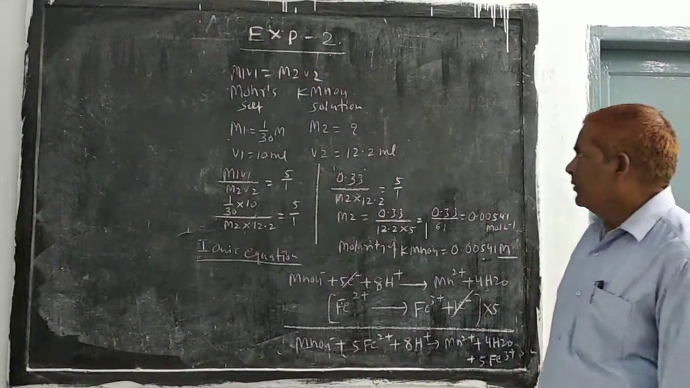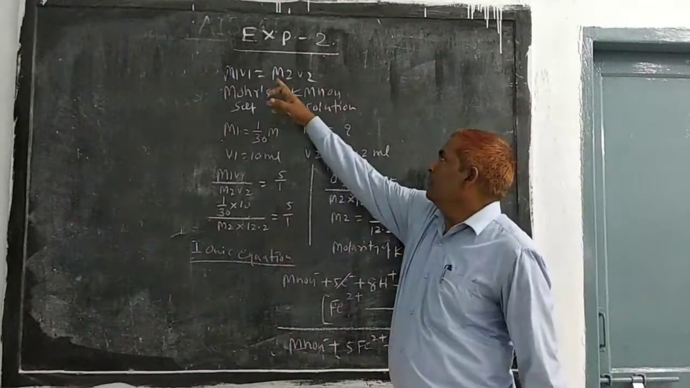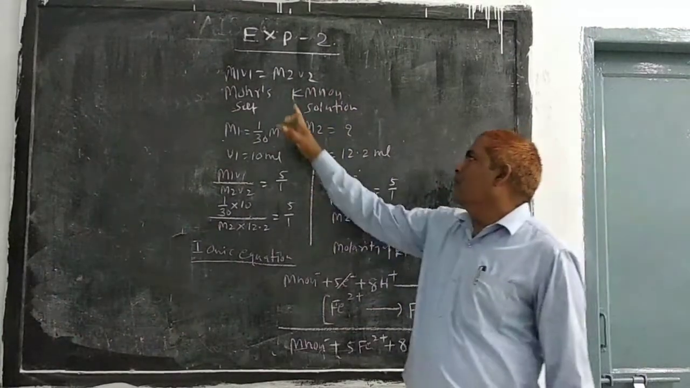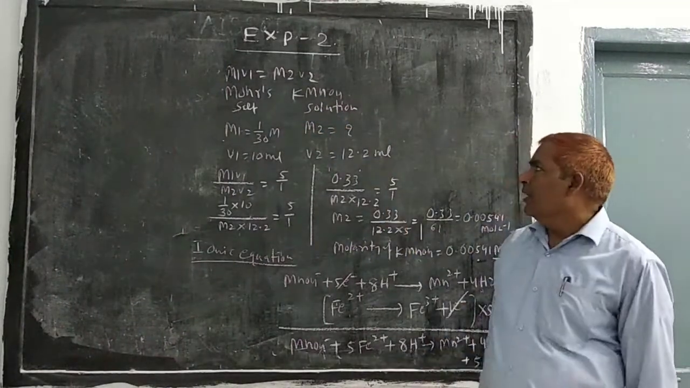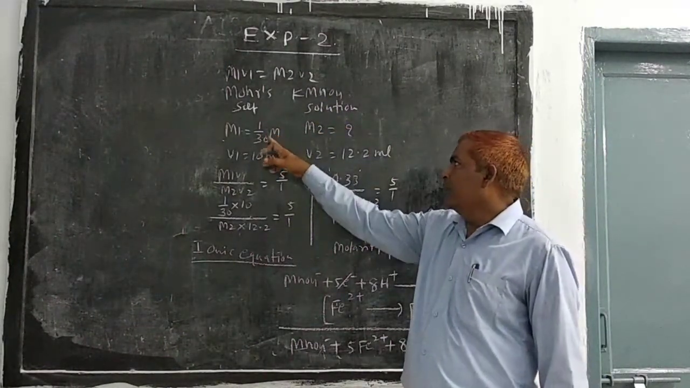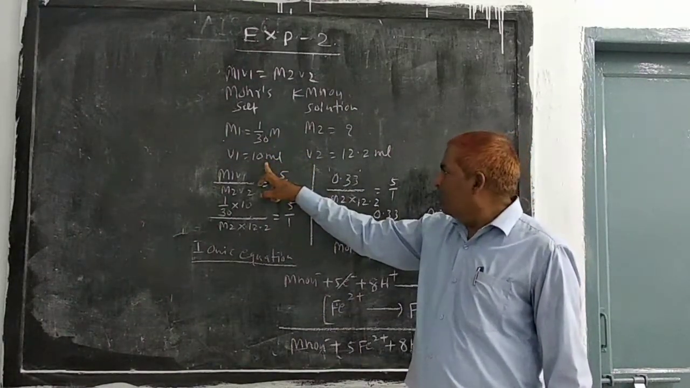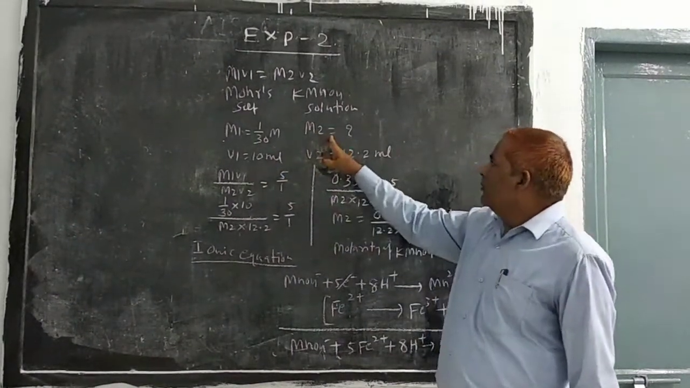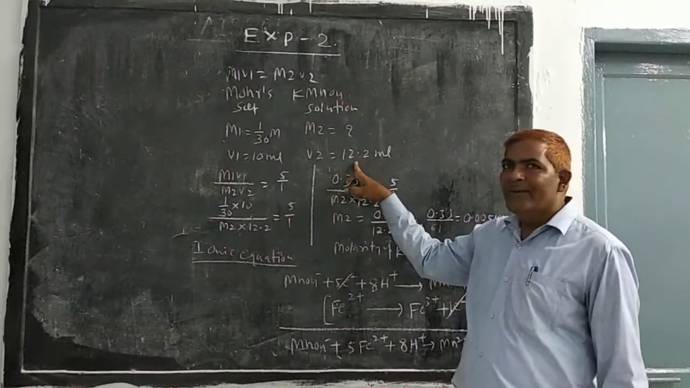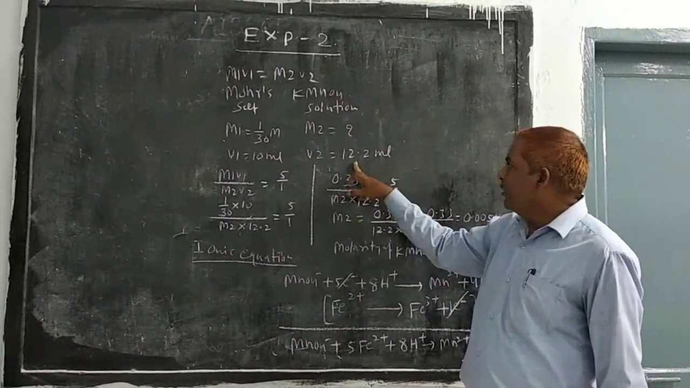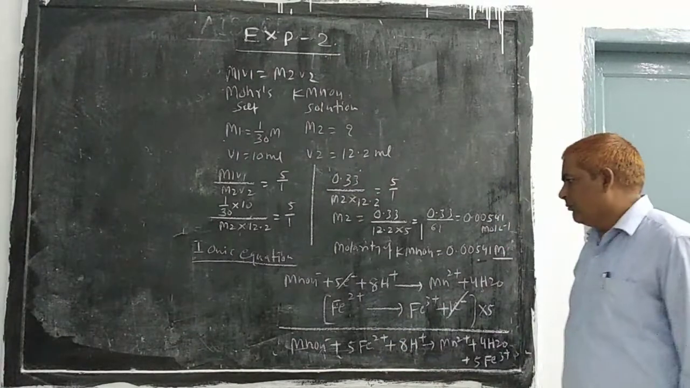Now, for the calculation, we are going to use the molarity equation M1V1 equal to M2V2. Suppose that M1V1 is for Mohr salt and M2V2 for KMnO4 solution. M1 is already given in the question, 1/30 mol per liter, V1 equal to 10 ml that is used in every observation. M2 for KMnO4 solution is what we are going to calculate. V2 that we observed is the concordant volume 12.2 ml.